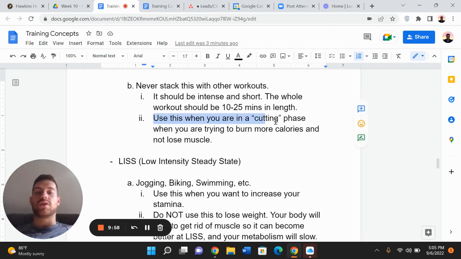Now, you should use this when you're in a cutting phase and when you're trying to burn more calories and not lose muscle, because HIIT training is very good at burning a lot of calories in a short amount of time. Okay, and it's very good at preserving the muscle that you have on you.